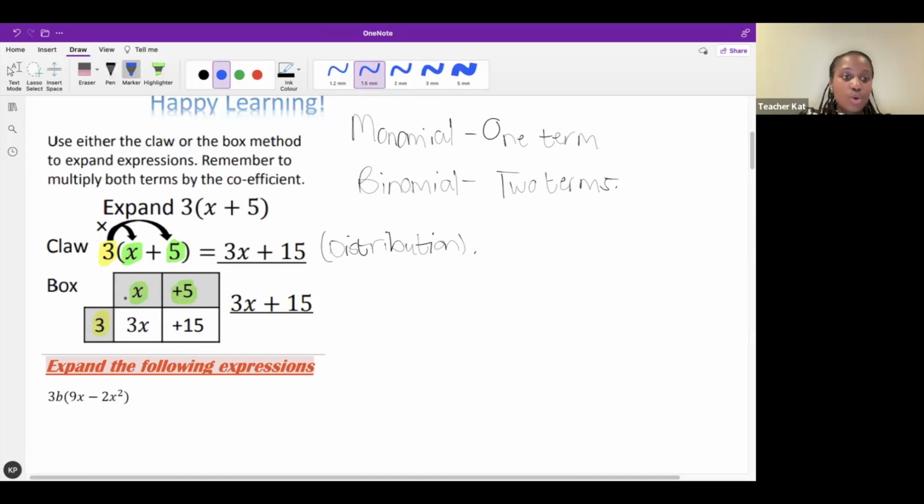So when you look at the claw method, you're obviously going to distribute it. So you're going to say x times 3, and then 5 times 3. That's just distribution. With the box method, you write it inside the box. So you say x times 3, and you write it inside the box where they intersect. So 3 and x intersect over here, and the answer is 3x. And 5 with 3 intersect on this box over here, and my answer is 15. So we're going to do a bit of all methods today.